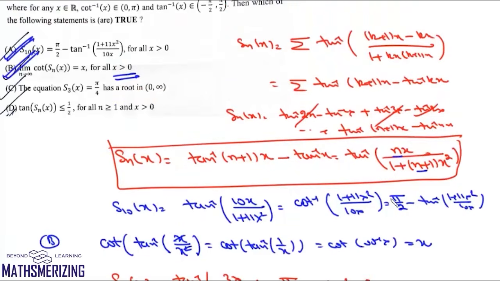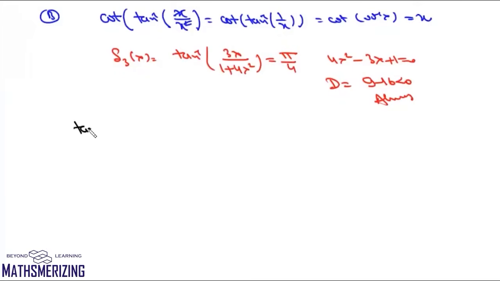So that means this option C is incorrect. And then finally, this D, which is tan S and X. Now if we look at this tan S and X, this tan S and X will be nx upon 1 plus n plus 1x square.